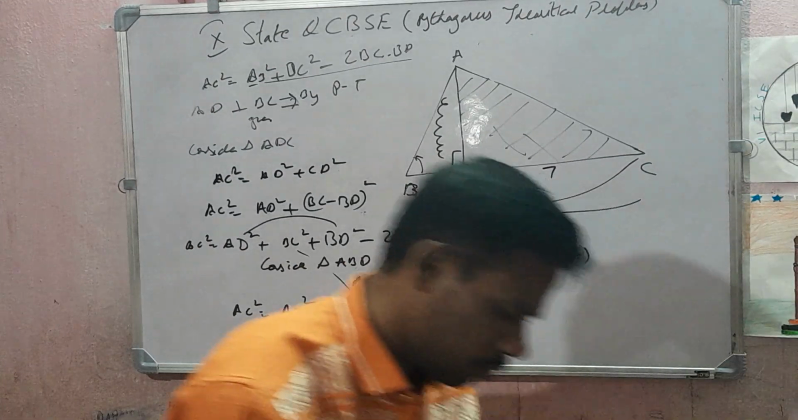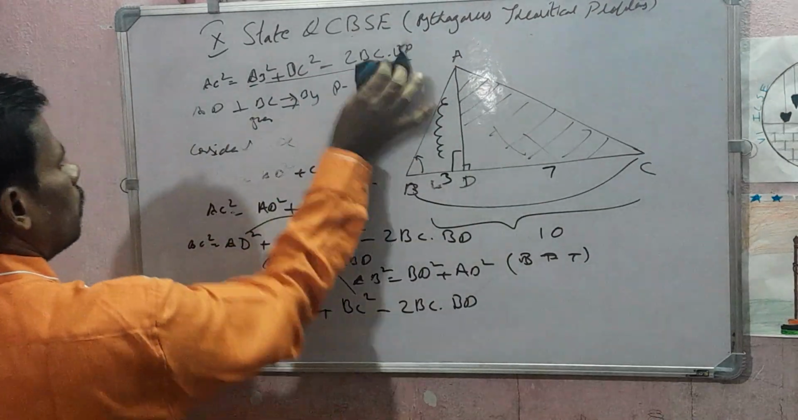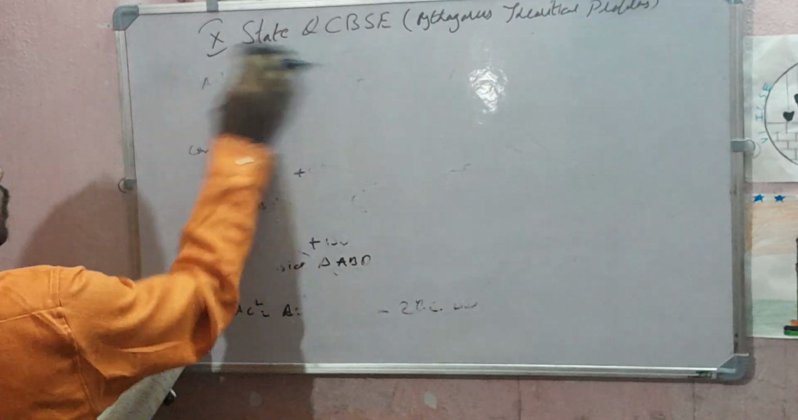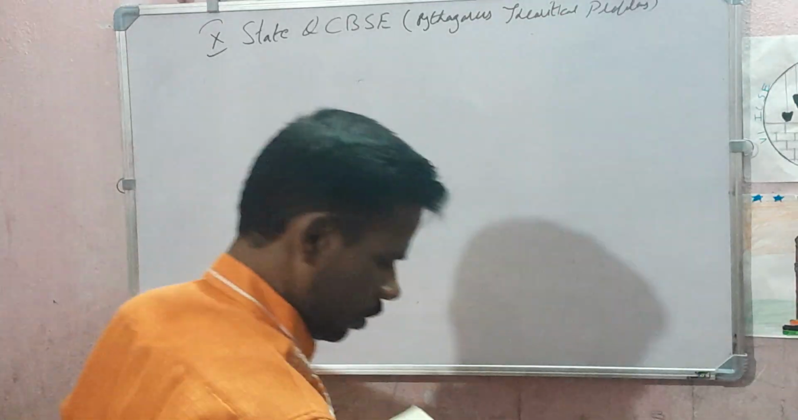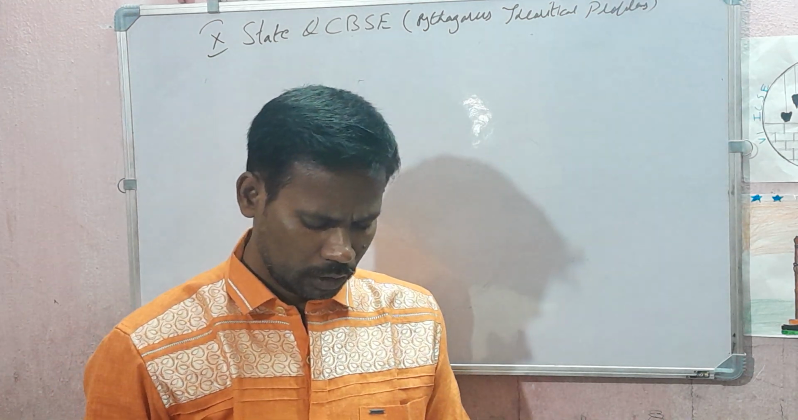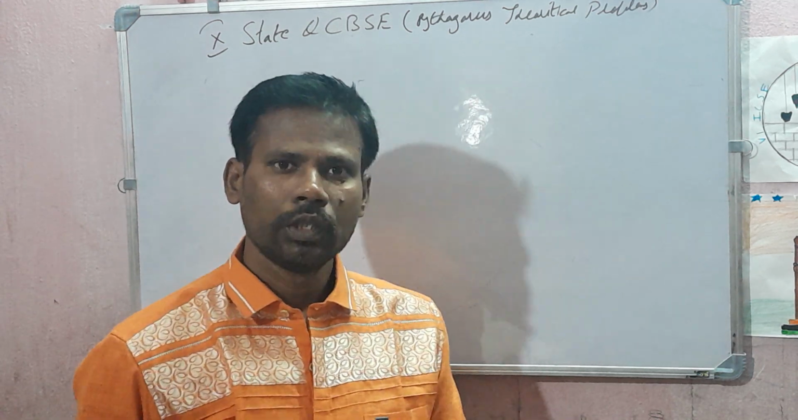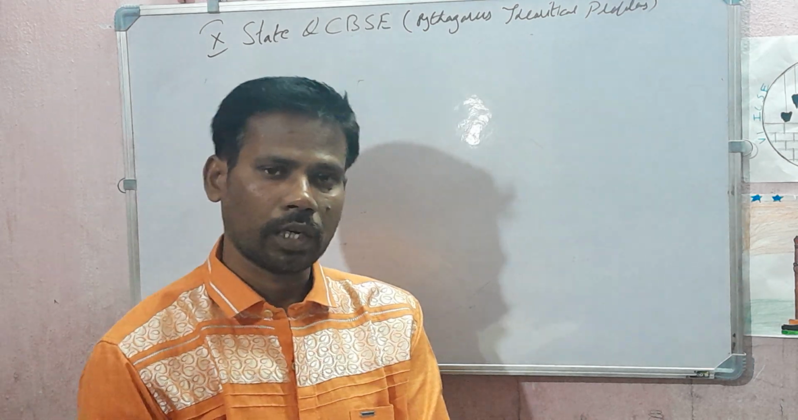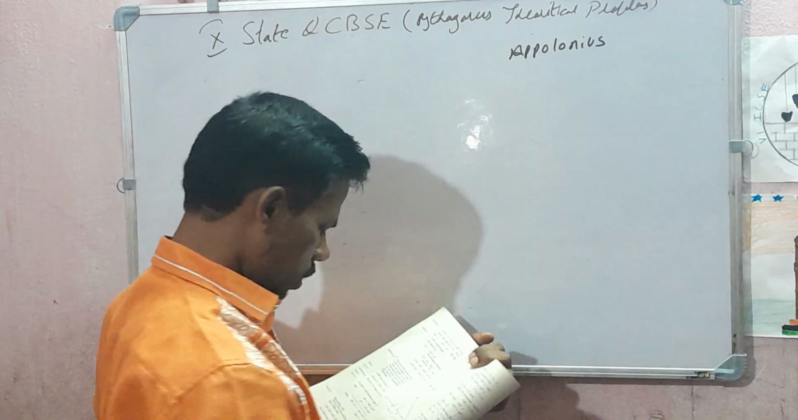Next, another question which is important: state and prove Apollonius theorem. State and prove Apollonius theorem. Or you can say, the sum of squares of two sides of a triangle is equal to... you can call this state and prove Apollonius theorem.